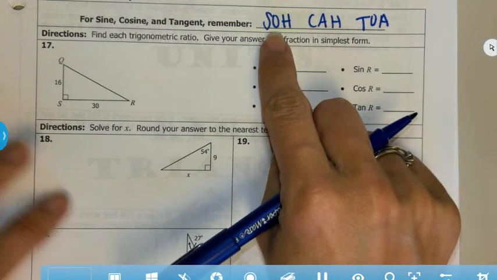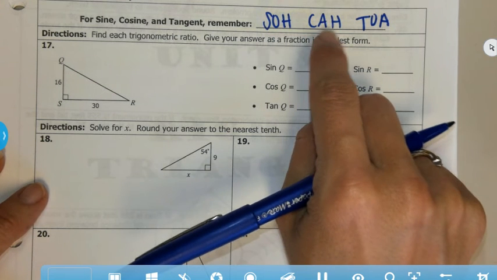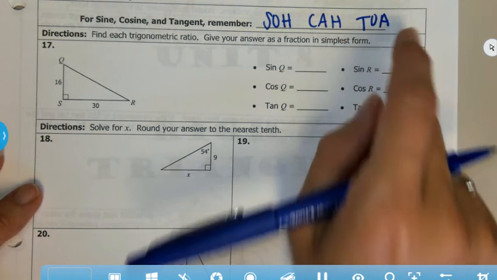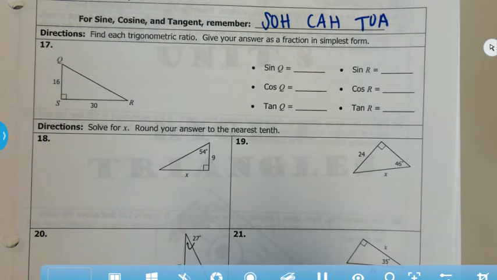SOHCAHTOA. Sine is opposite over hypotenuse. Cosine is adjacent over hypotenuse. Tangent is opposite over adjacent. So in order to do this, you have to have all three sides of the right triangle.